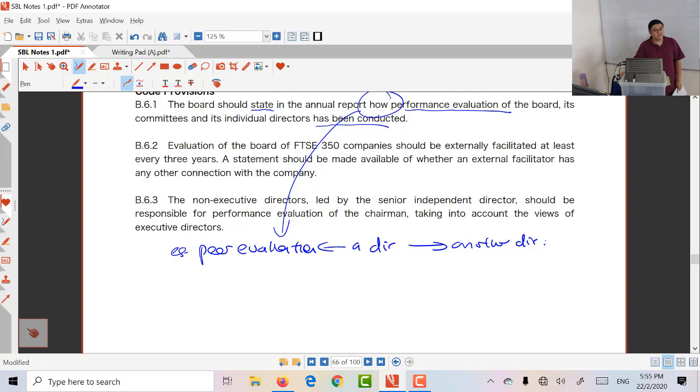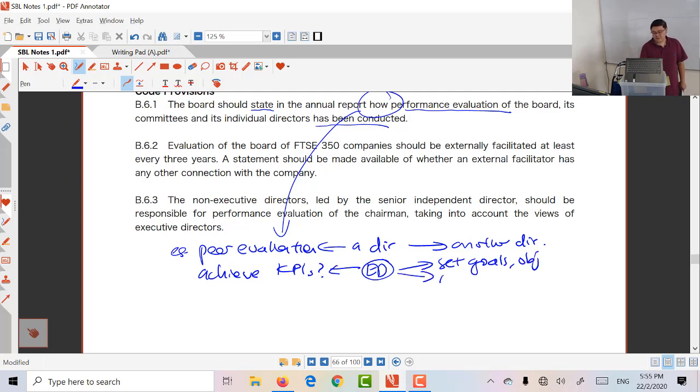Other forms of evaluation? Results-based. Okay, so that means you're looking at KPIs, whether you achieve your key performance indicators, which might be more relevant to the ED. So meaning you must have set goals, set objectives, then you measure the results, see whether you achieve it or not. Now, we can do self-evaluation also.